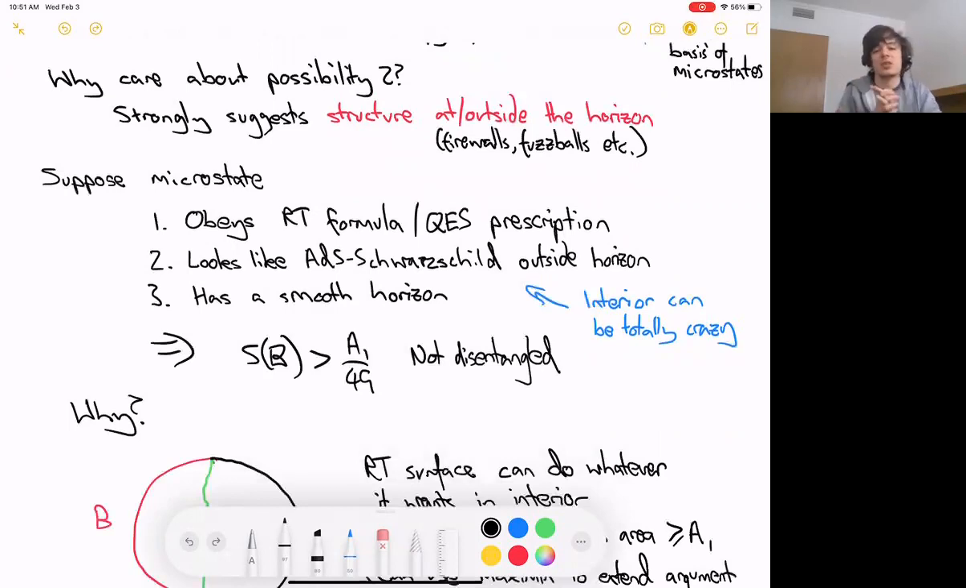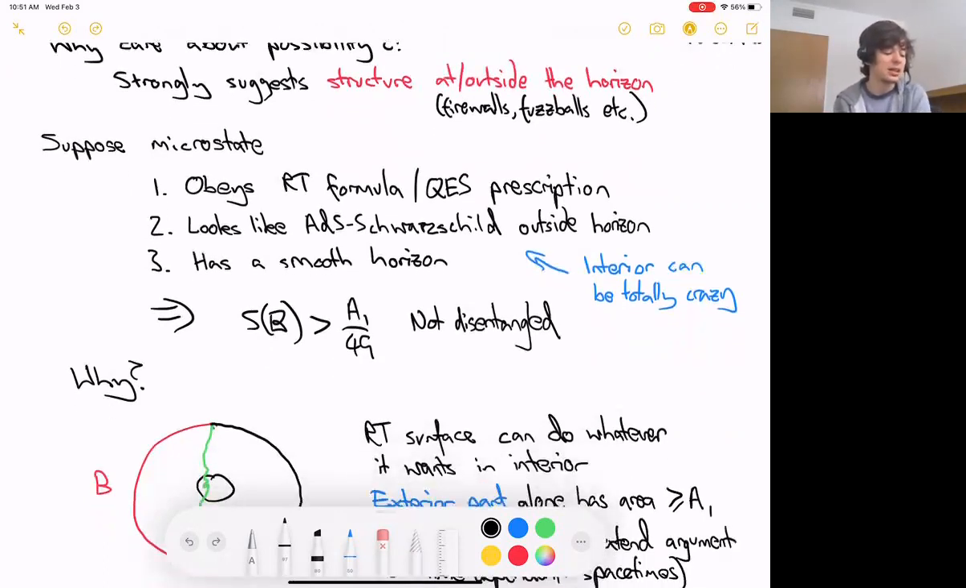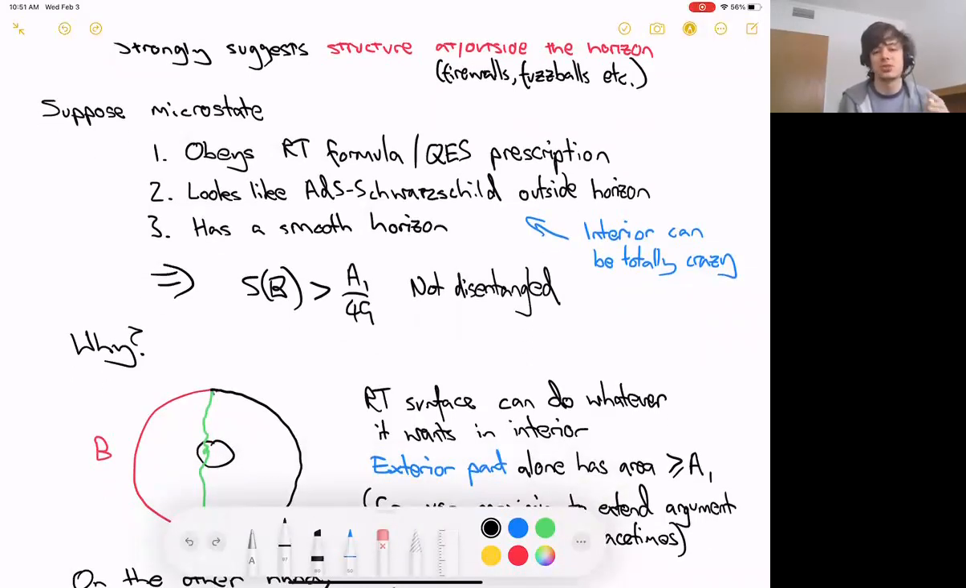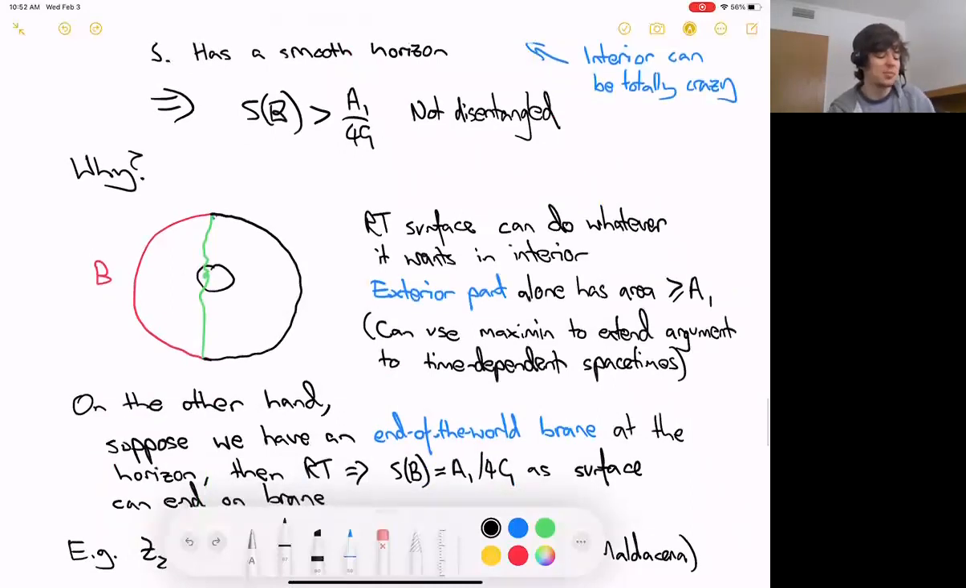Other than that, I'm going to allow that maybe this thing has a totally crazy interior with all sorts of wacky stuff going on, but that's all behind the horizon. As far outside and at the horizon, it's just AdS Schwarzschild and then a smooth horizon. I claim that such a microstate cannot be disentangled. The entanglement entropy of this region big B needs to be strictly bigger than A1 over 4G. So why is that? Let me just give a heuristic argument. You can be more precise about this.